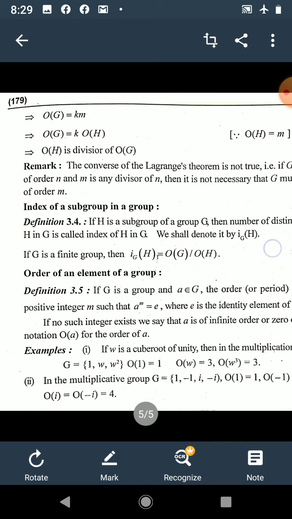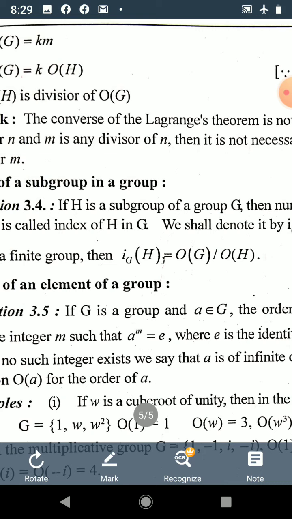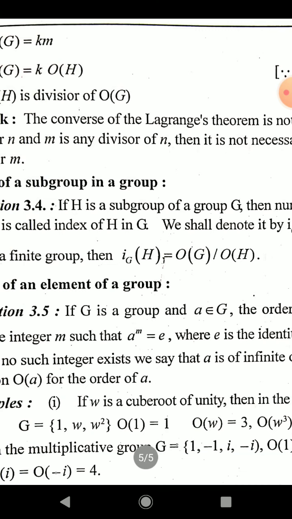The number of distinct right cosets or distinct left cosets of H in G is called the index of H in G, and it is denoted as i(G:H), which is equal to order of G divided by order of H.